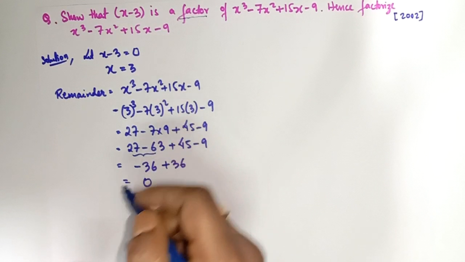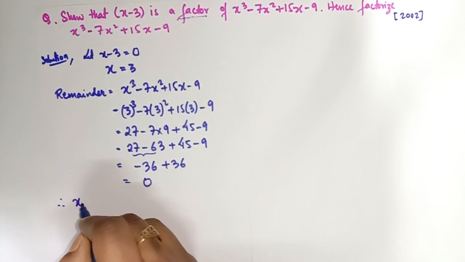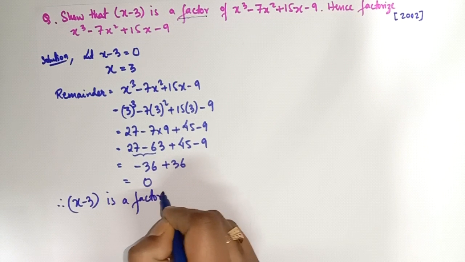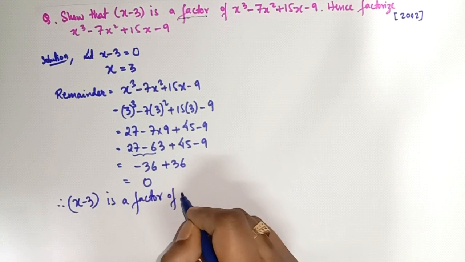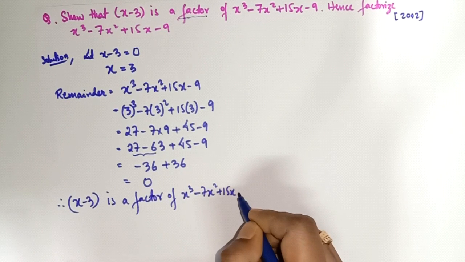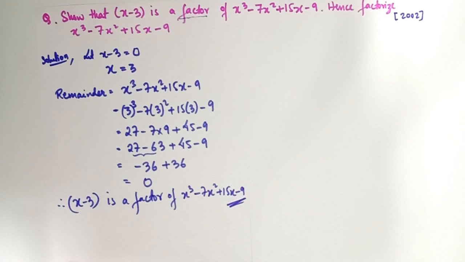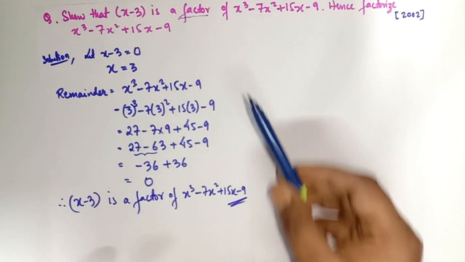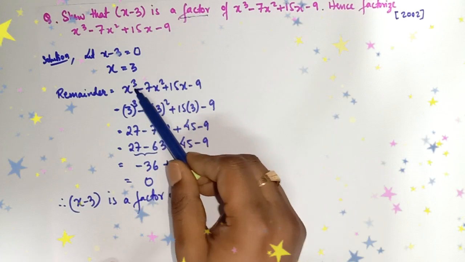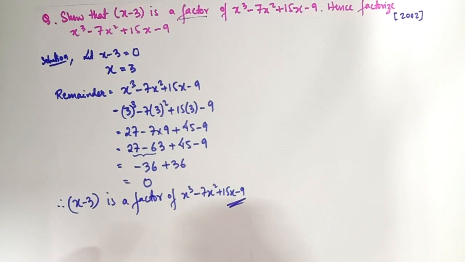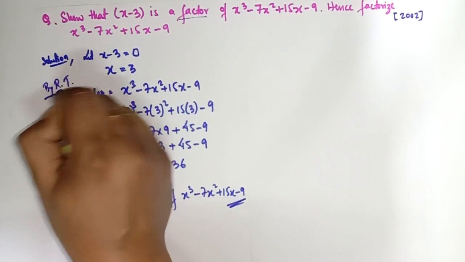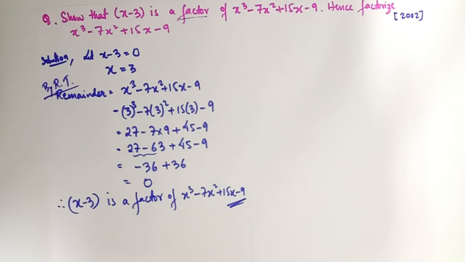So 0 means that, therefore, x minus 3 is a factor of x cubed minus 7x squared plus 15x minus 9. So I got the first answer. Remember, if you have to prove that it's a factor, the remainder should come 0. You can write here: by the remainder theorem. So this ends our first part.